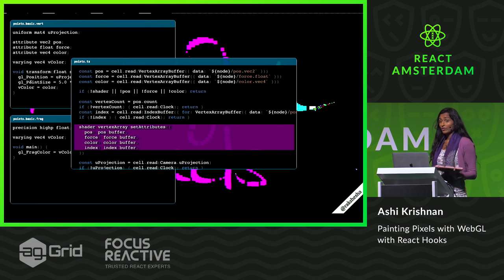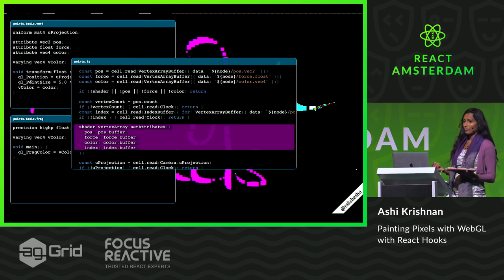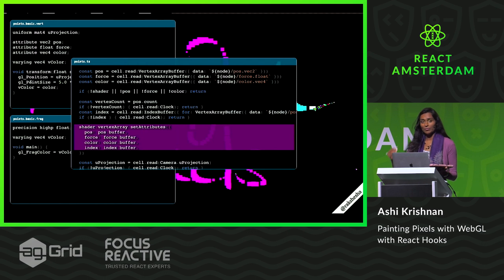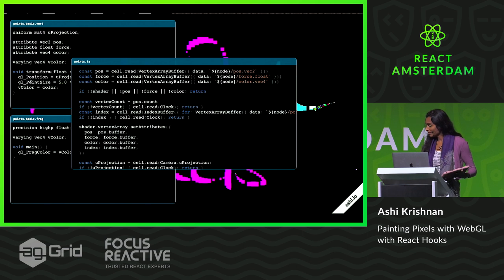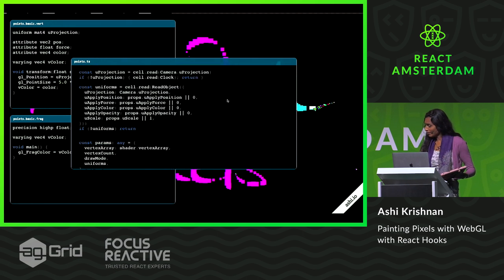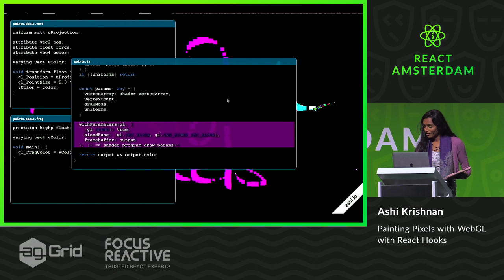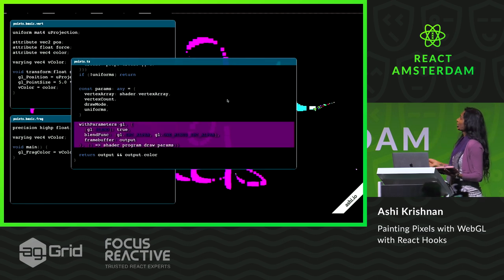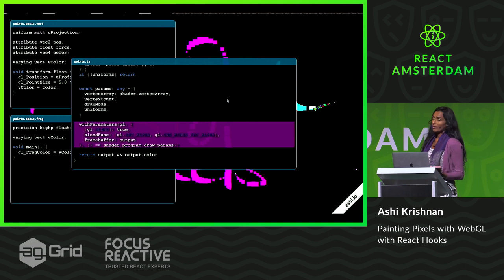So we have this vertex array object, and we call set attributes on it, and we say, here are some buffers that you should use to feed data into the vertex shader. And then we draw the whole thing. I have too many screens, really, problem here. Yeah, so this whole with parameters thing says, okay, with blending on and with this blend function, which is the blend function to use, please draw the program.